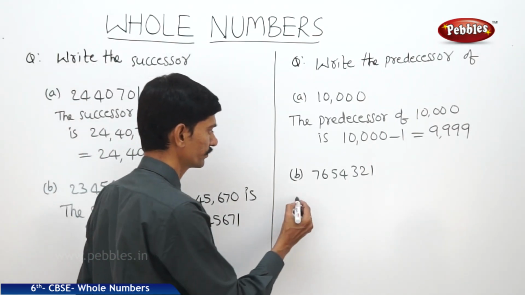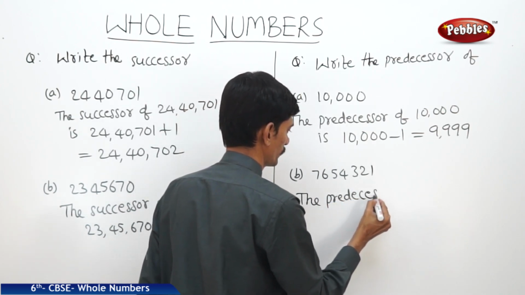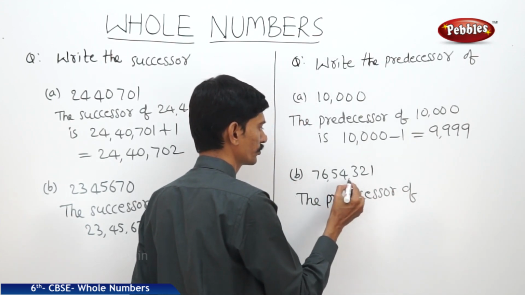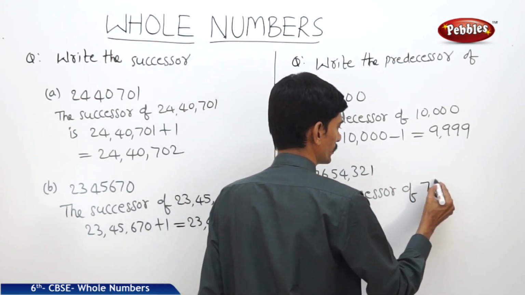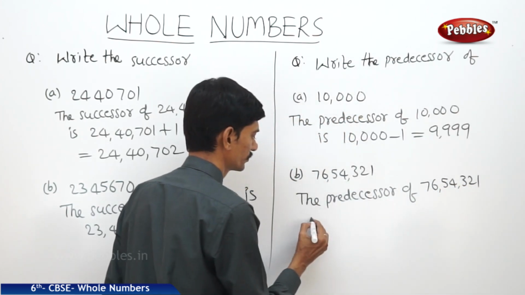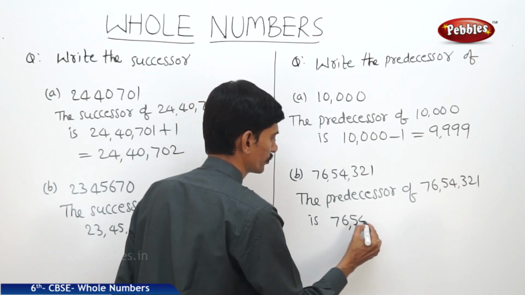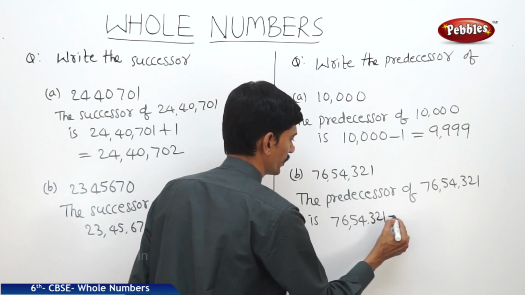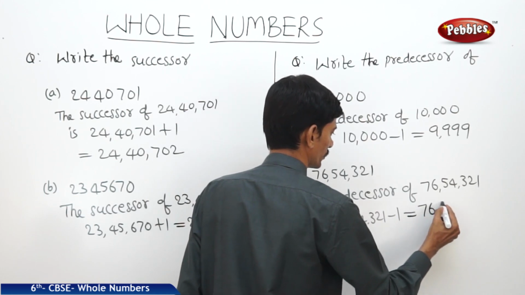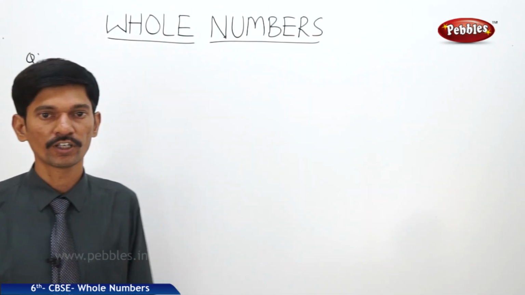Now the predecessor of 76,54,321 is 76,54,321 minus 1. So that equals 76,54,320. Now let us see the next question.